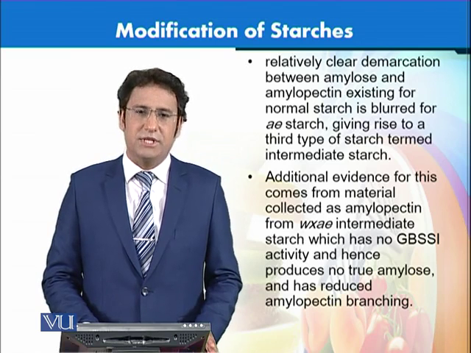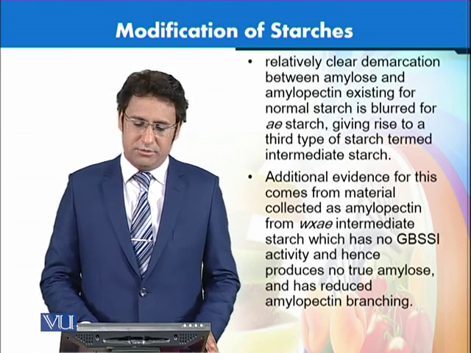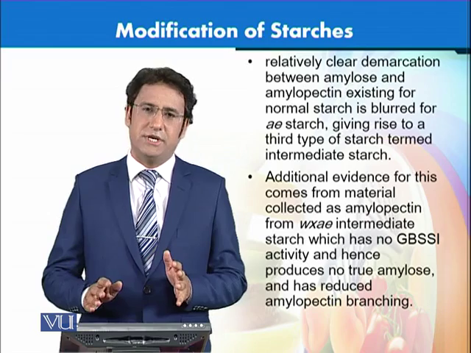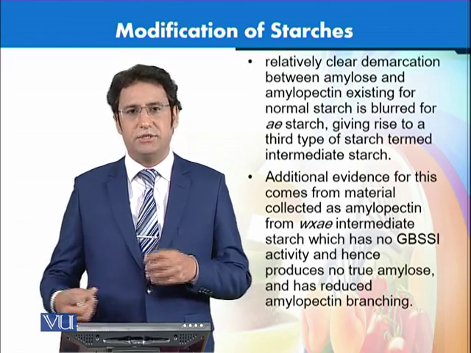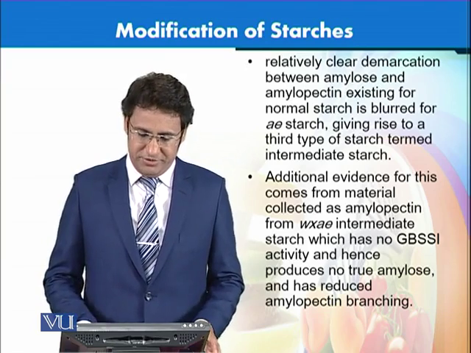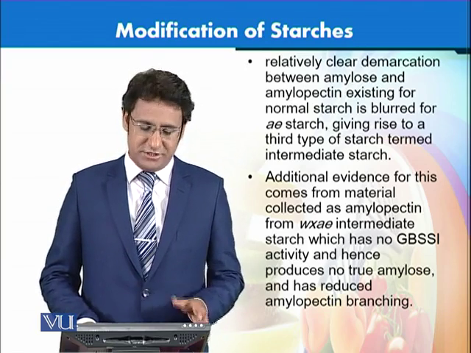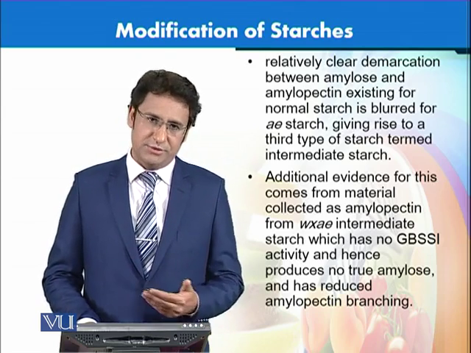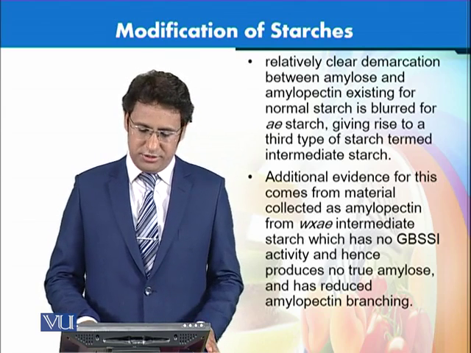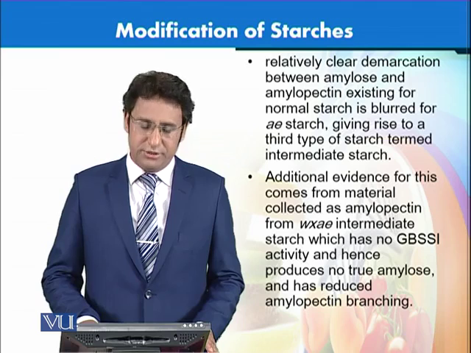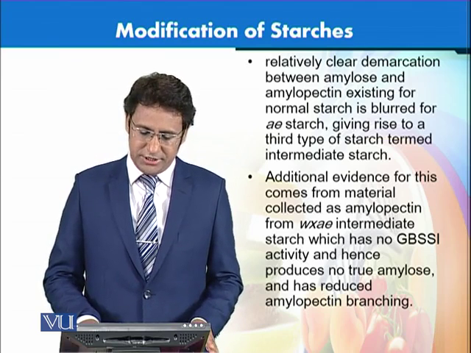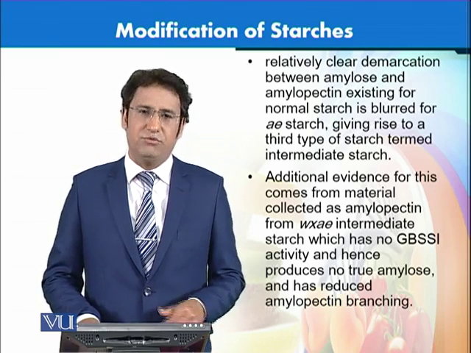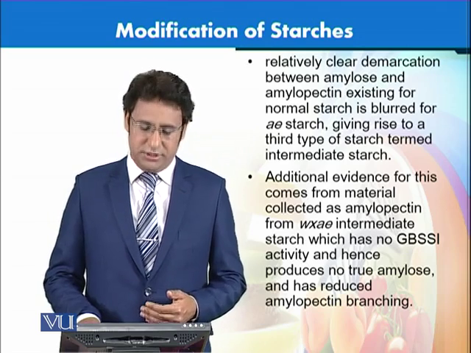So we have also seen amylose and amylopectin starches. As I said, rather than having high amylose or high amylopectin, this is sometimes referred to as a third type of starch or an intermediate starch, with varying degrees of amylopectin and amylose, that has been produced through biotechnology approaches. There is also some other evidence that comes from wxae intermediate starch that has no GBSSI activity, and it would be producing no true amylose in the final product.